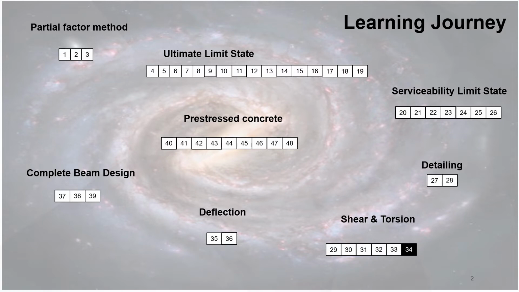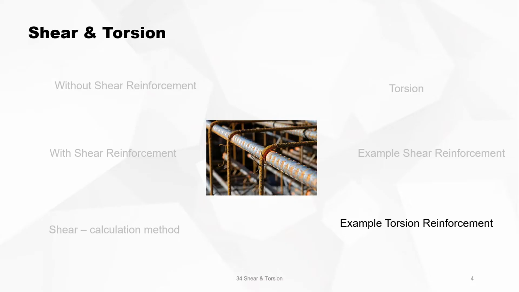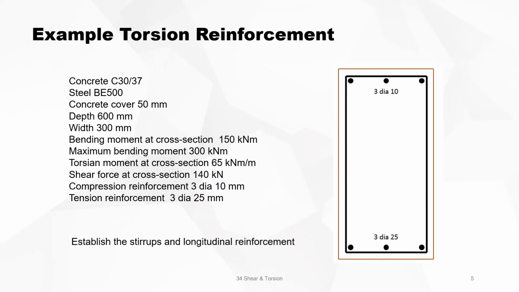This is video 34 in the lectures on the design of reinforced concrete beams. This is a calculation example of torsion reinforcement. Consider a concrete cross-section with 3 diameters 25 as tension reinforcement and 3 diameters 10 as compression reinforcement.